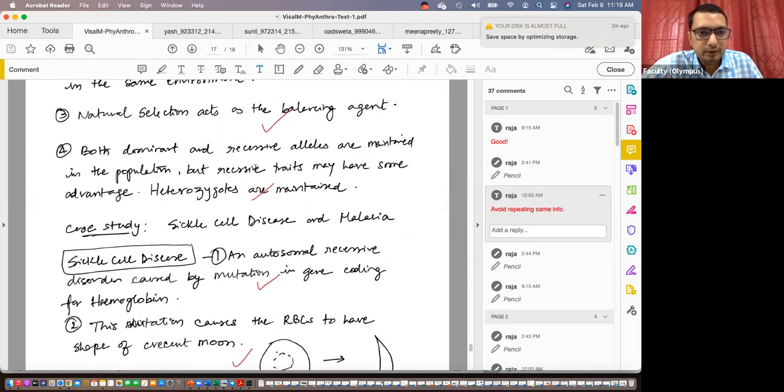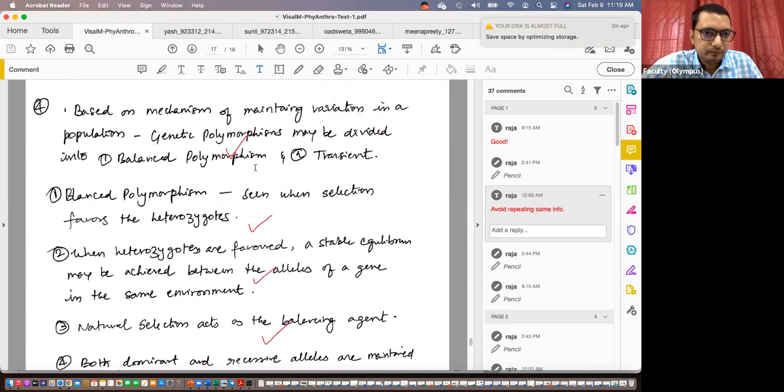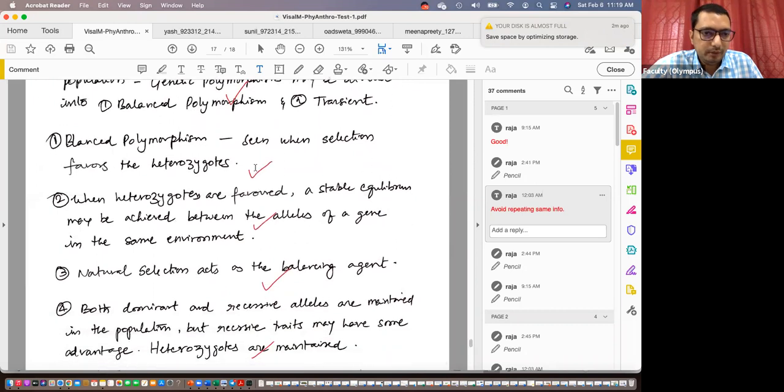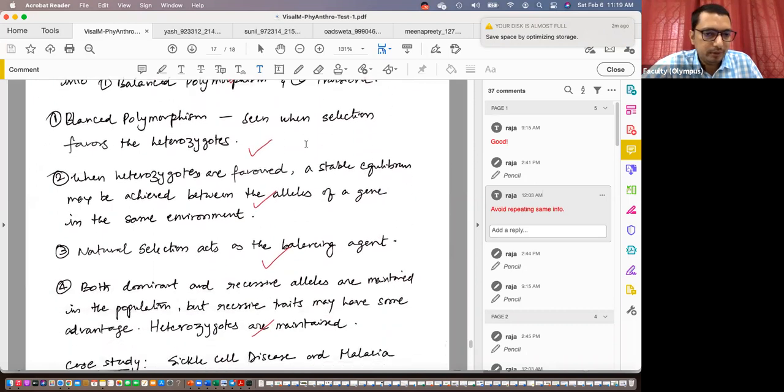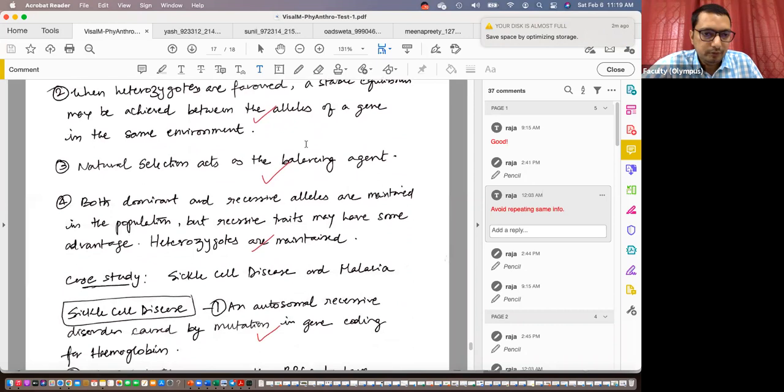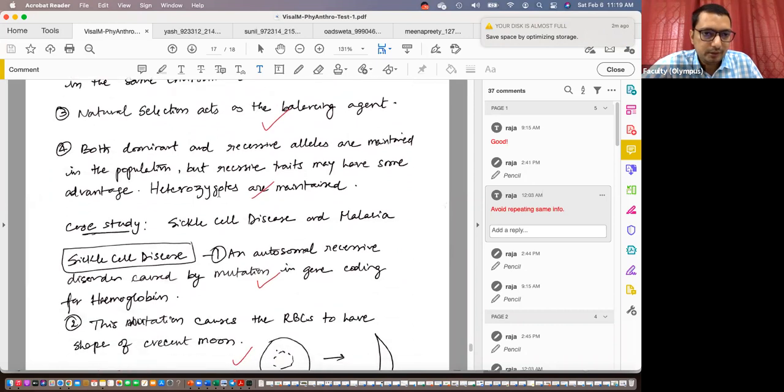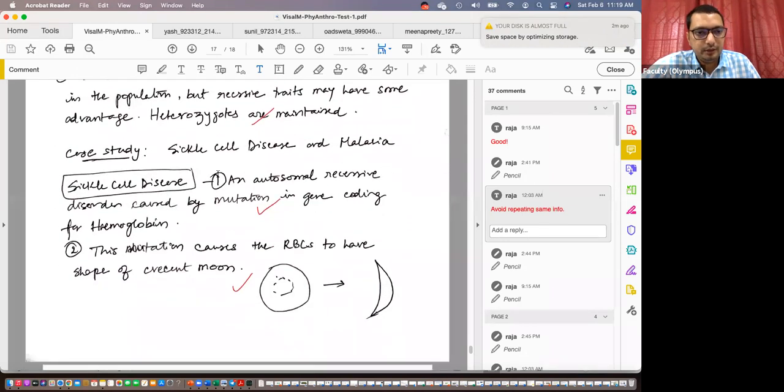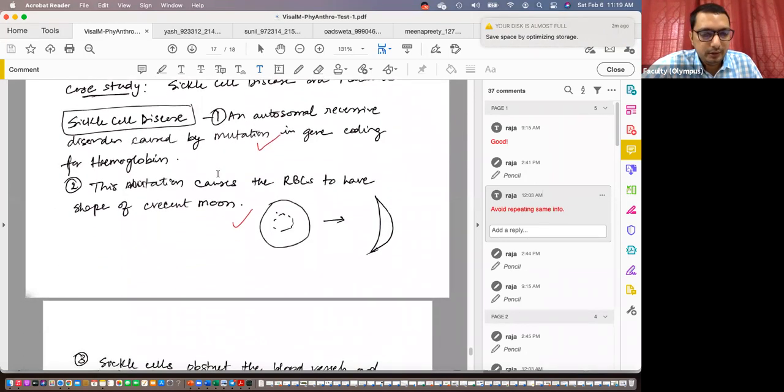I think what you have written here, you explained what is balanced polymorphism. You also mentioned transient polymorphism briefly. That's all right. What is the balancing agent? It is natural selection. Both dominant and recessive characteristics are maintained, so heterozygotes are maintained. Sickle cell disease, you showed the shape of the sickle cell.